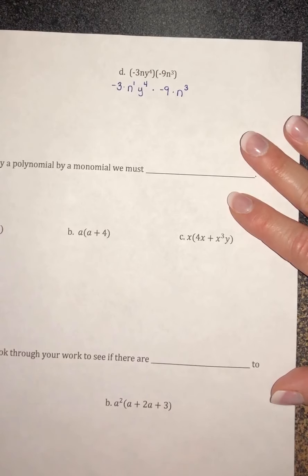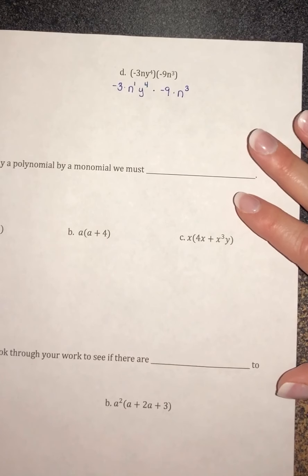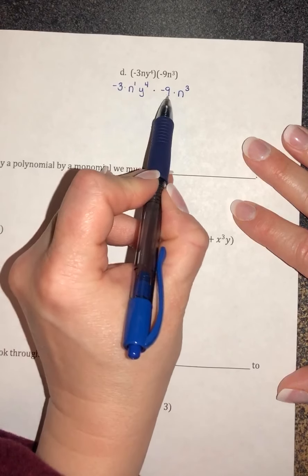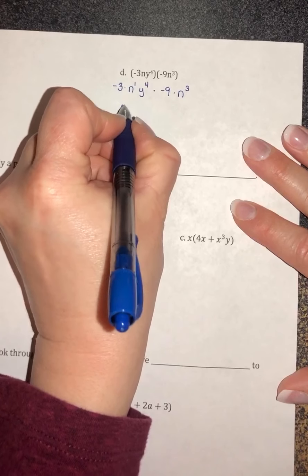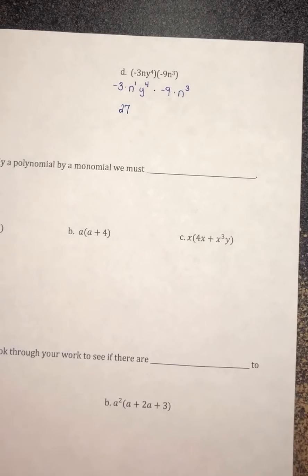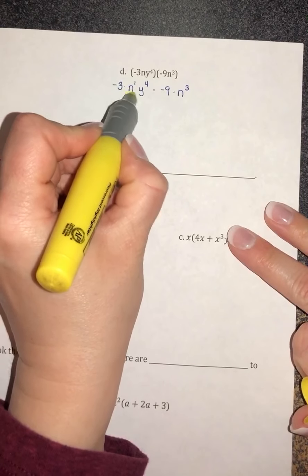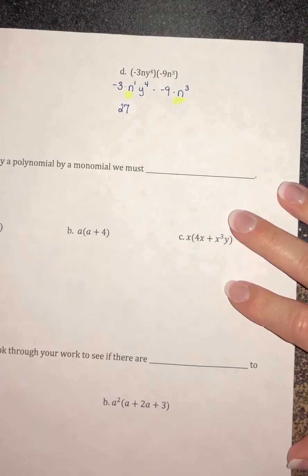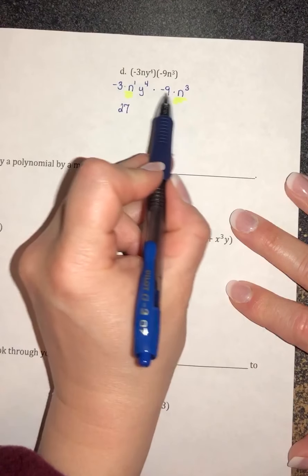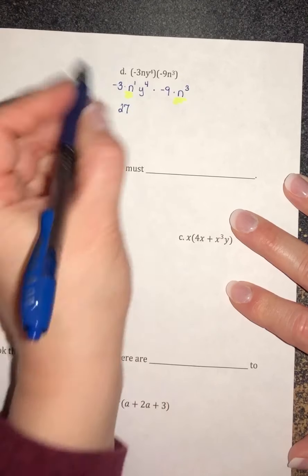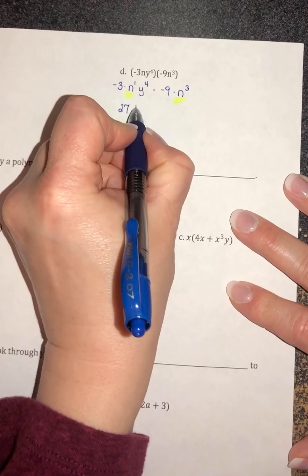So again, let's start. We can only combine like terms. Constant terms, negative 3 times negative 9 gives me a positive 27. But then we can only combine like terms with our variables as well. So I can only combine n's. Bases are the same, we're multiplying, so we add the exponents. 1 plus 3 gives me 4.